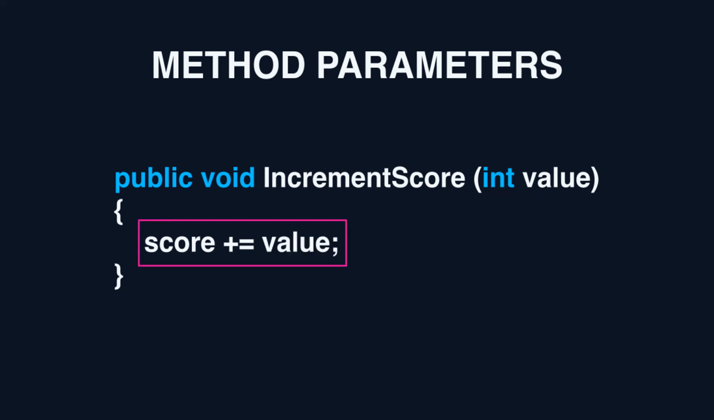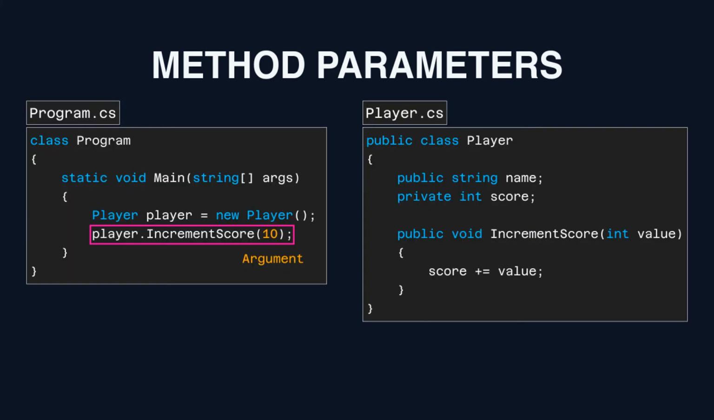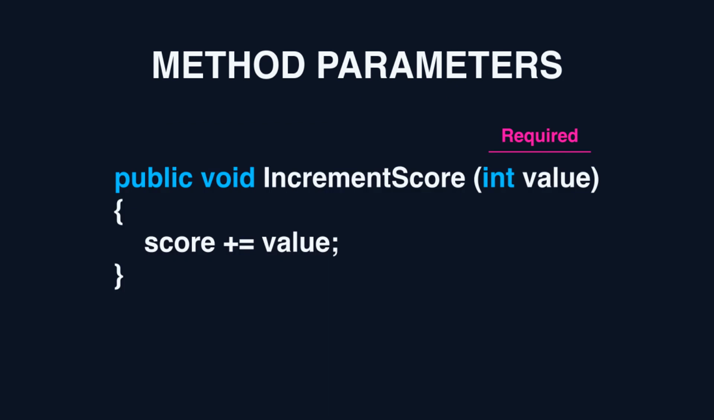Now, inside the method's body, we use the passed value to increment the score. When calling the method, we need to provide a concrete value for the parameter. This is called an argument. So, when we call the method, we pass the argument, which is then added to the score inside the method's body. Please note that we must always conform to the method signature, meaning that if the method has parameters, we must provide all of them, neither more nor less.